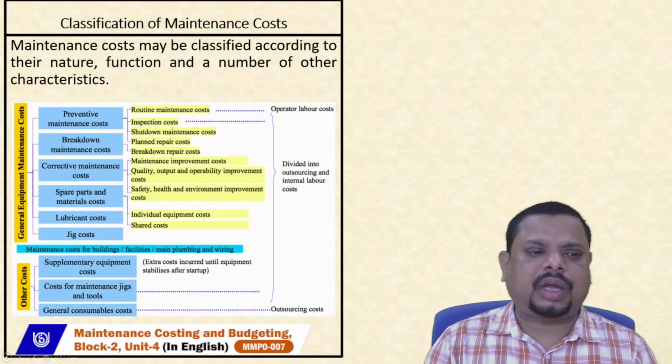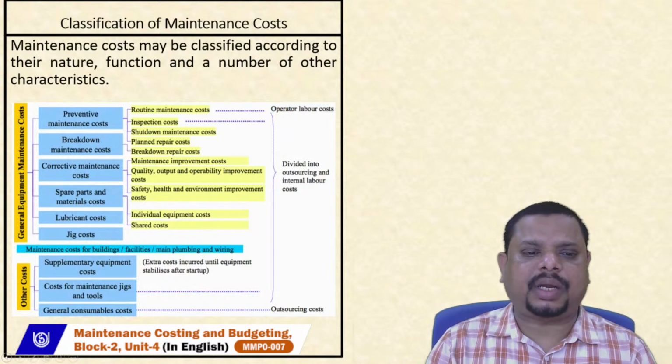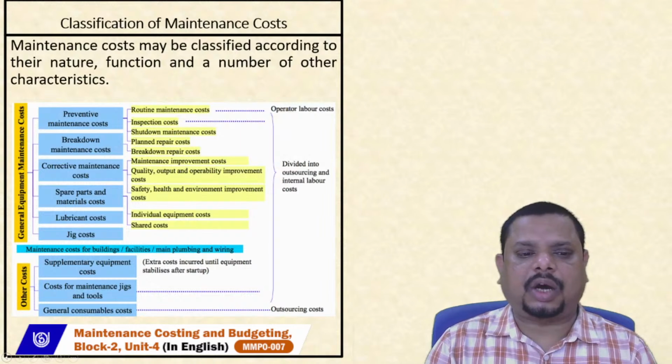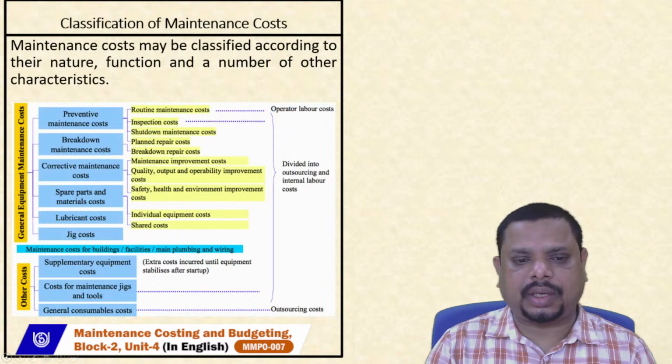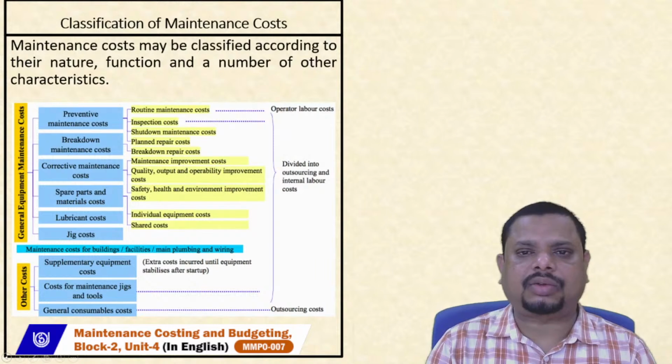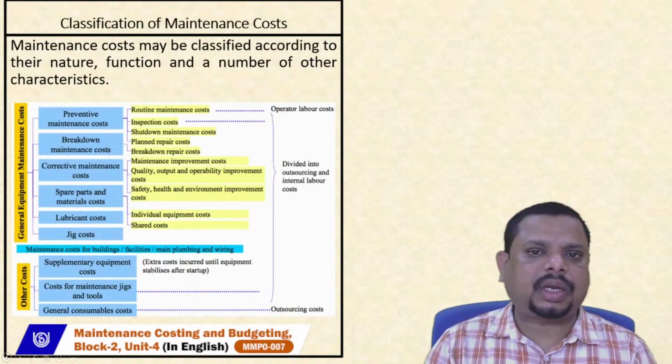So the next one we have is known as corrective maintenance cost. Under corrective maintenance cost, we have maintenance improvement cost, then cost related to quality, output, and operability improvement. And here, in case of corrective maintenance costs, the safety, health, and environment improvement cost is also included. Because those who work in highly hazardous areas or with highly hazardous machines, their safety and health must also be considered, as well as the environmental condition.